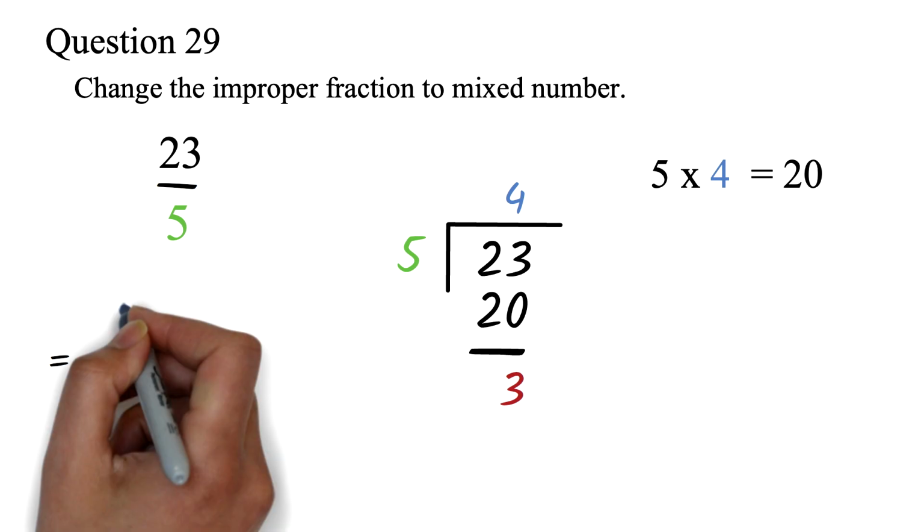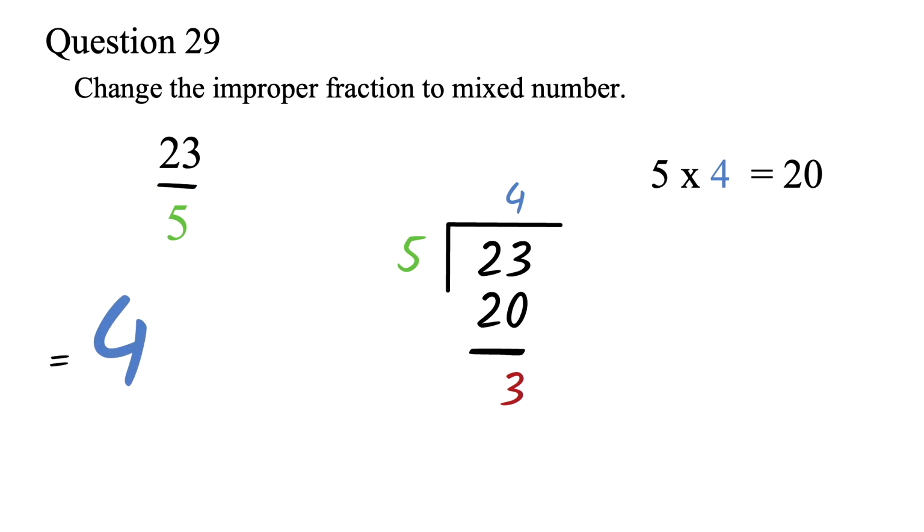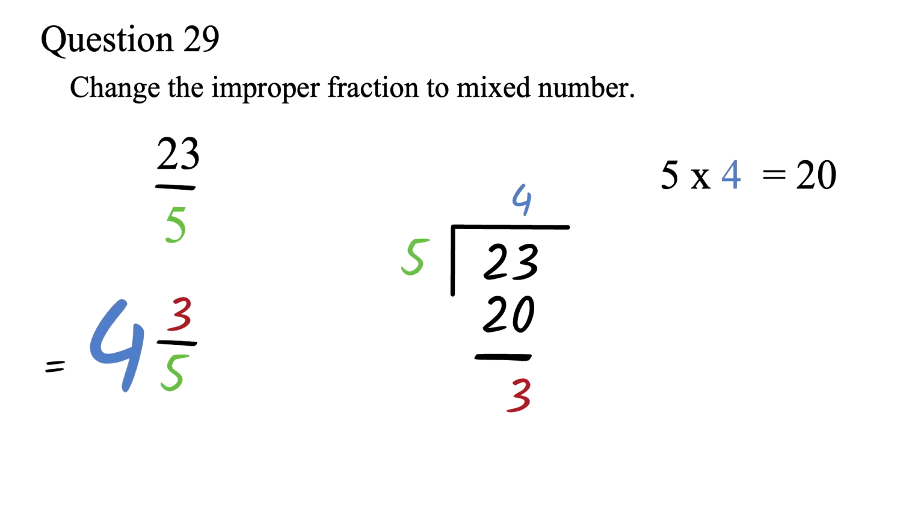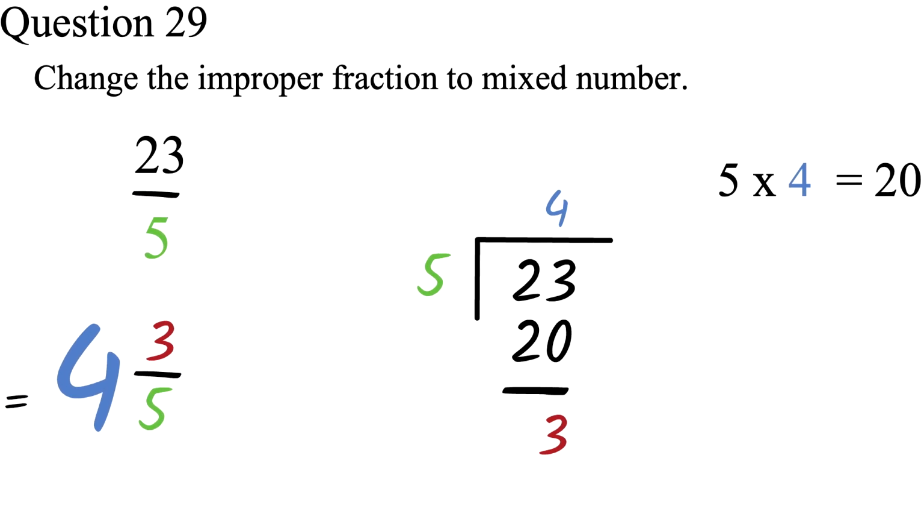The value here will be our whole number. So our whole number is 4. Then the remainder will be our numerator. So this is 3 over our original denominator, which is 5. So we have 4 whole number, 3 over 5 as our answer. We will add a video on long division for those who need to revise. Once you know long division, this will be easy.